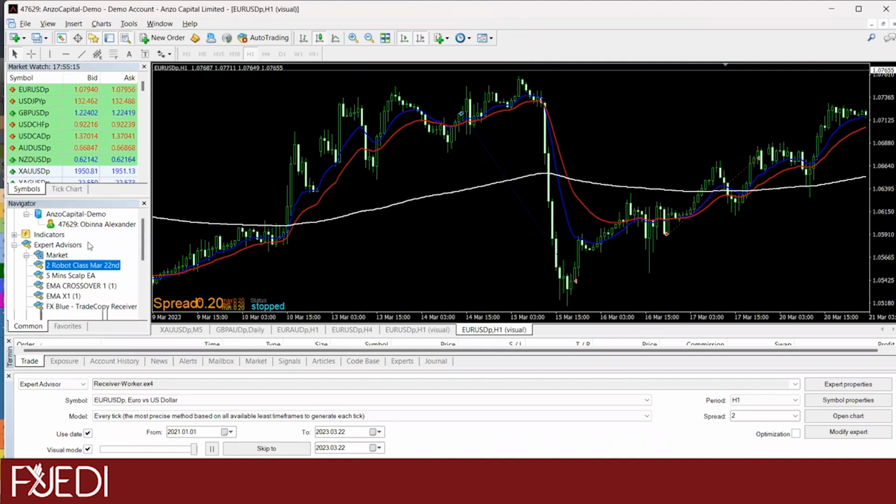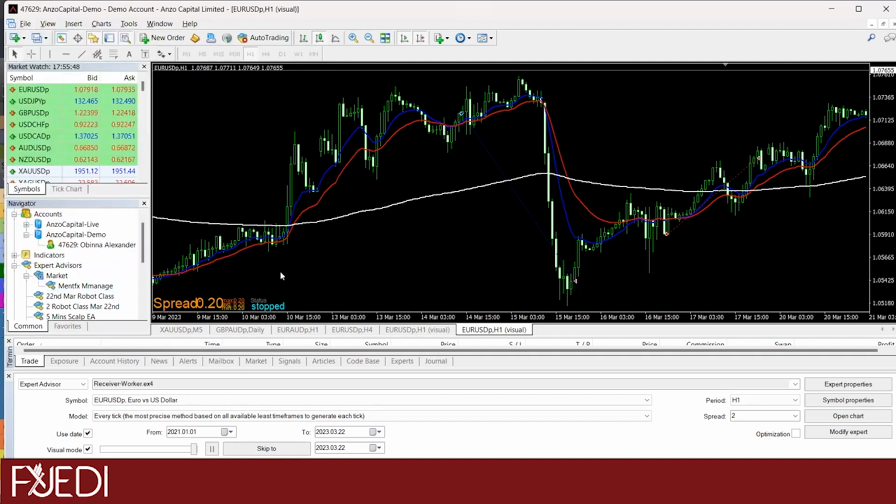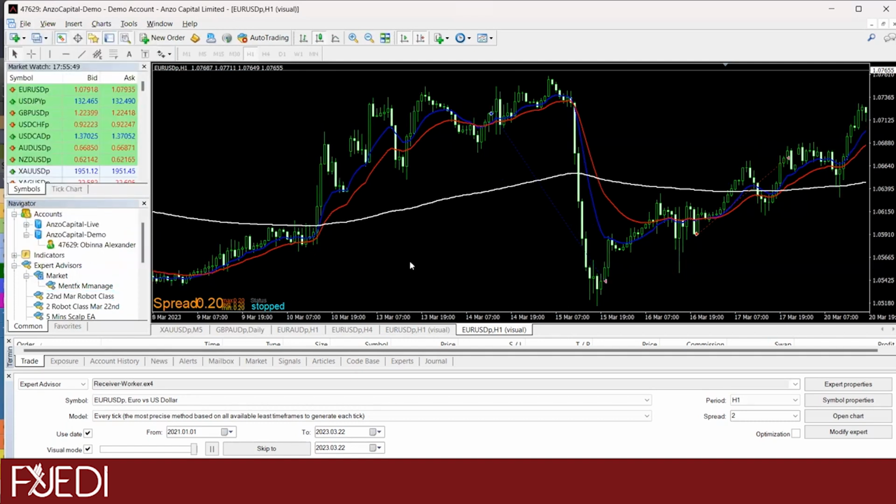What you want to do is go to File, right? So you can see our new project, 22nd March robot class. File, open data folder. It will take you to the data folder of that specific MT4, and then you select MQL4, and then you select Experts. So data folder, MQL4, Experts, and then you paste your program there. Okay, so now once we've done that, we refresh on the Expert Advisor tab here, and we go to our strategy tester window.